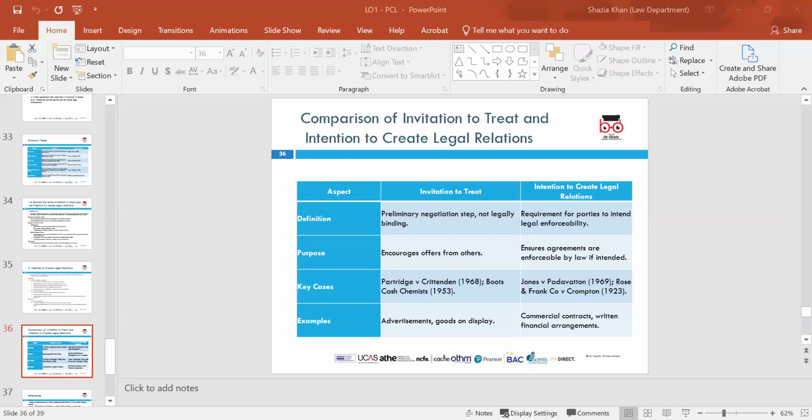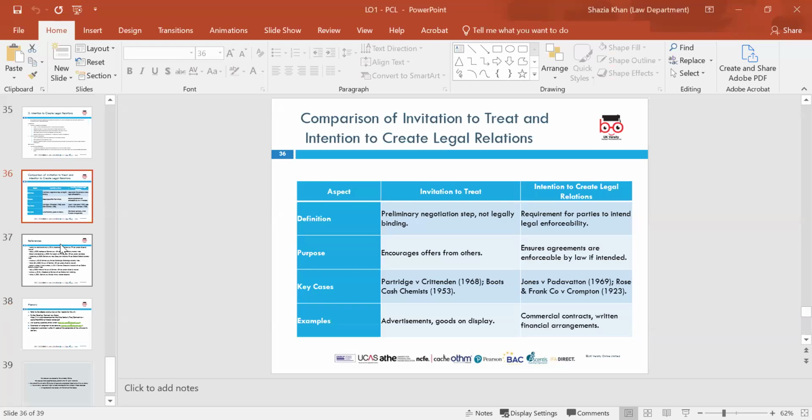For intention to create legal relations, the definition is the requirement for parties to intend legal enforceability. The purpose is to ensure agreements are enforceable by law. Cases are Jones and Padavatten, 1969, and Rose and Frank and Crompton, 1923. Examples are commercial contracts and written financial arrangements.